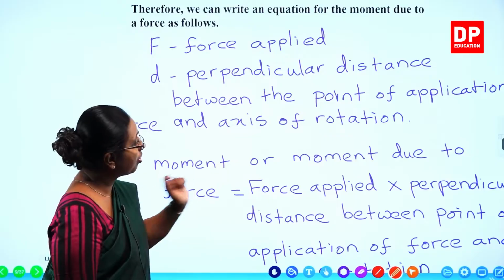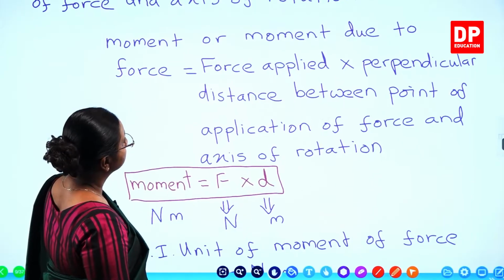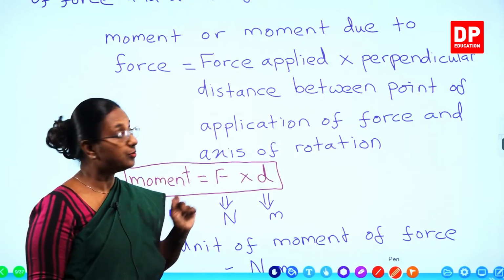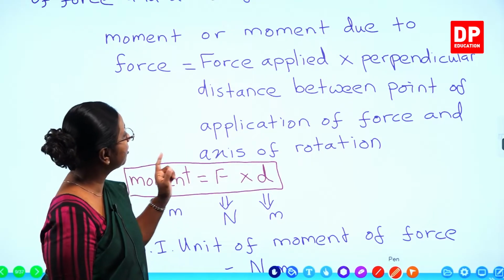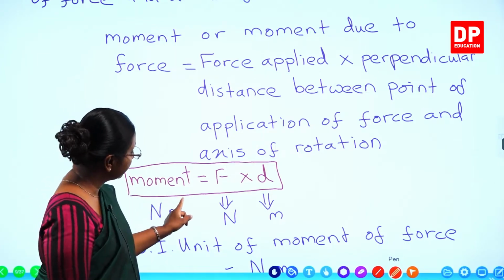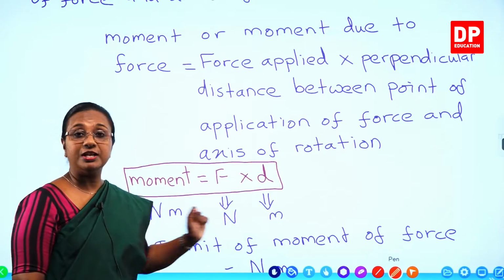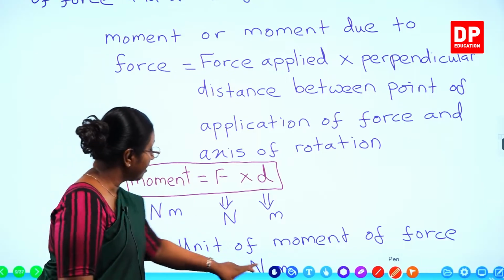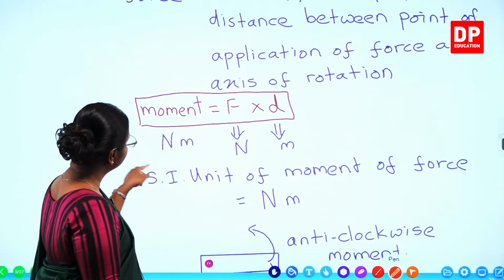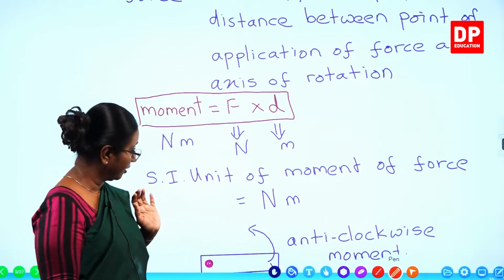So then the moment due to the force will be equal to force applied into perpendicular distance between point of application of force and axis of rotation. So the moment is equal to F into d. The unit for force is Newton, unit for distance is meters. Therefore, the moment of force will have the unit Newton meters. That is the standard unit of moment of force.